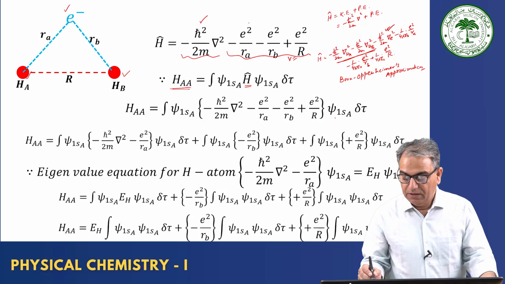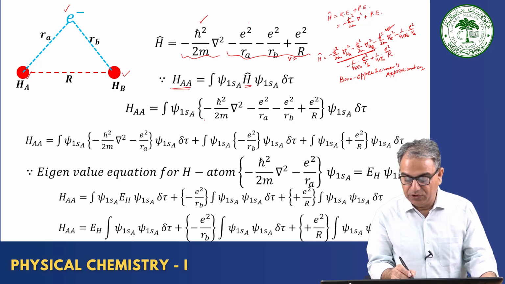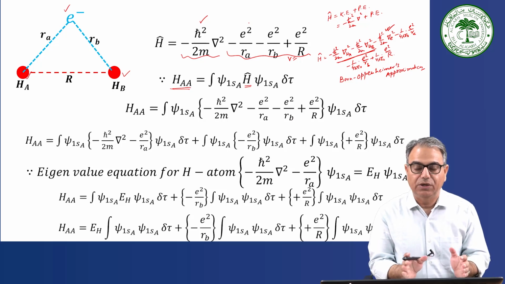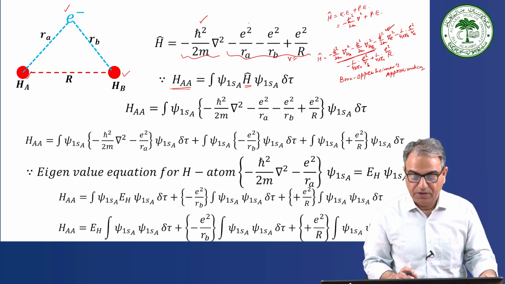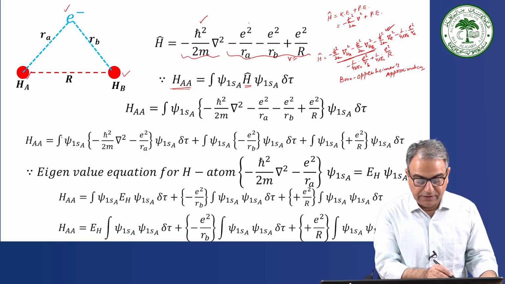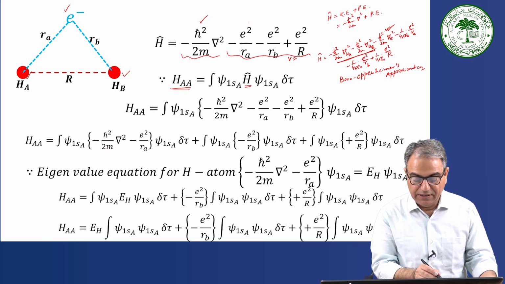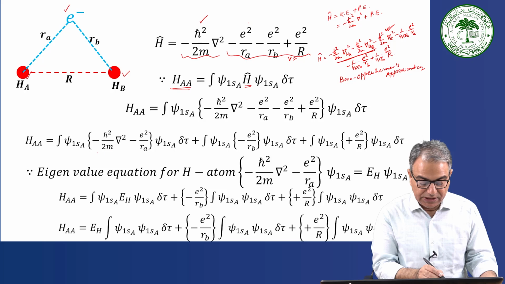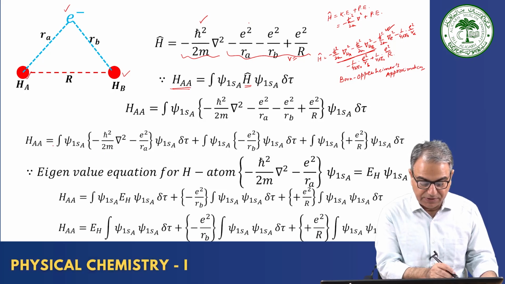Okay. Now, once we have put the value of the Hamiltonian in the integral, then we can separate the terms into different integrals. So what I have done is that I have written the integral of psi 1SA, minus h cross square divided by 2m del square, minus E square by RA, psi 1SA d tau. Now you see, what does this first term tell you?